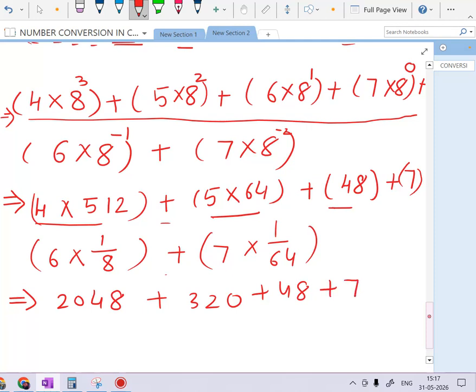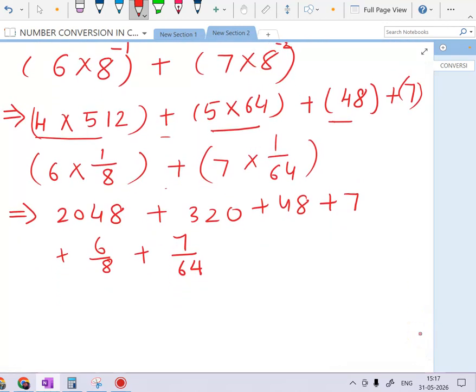Then the fraction part. In the fraction part, what will I do? 6 ones are 6. Simple. And then plus 6 upon 8, and plus here 7 ones are 7. I'm not solving anything directly. I want to give you the time, so that you should know exactly what is solved and in which way it is solved. Fine. Now you note it down as it is: 2048 again, 320 plus 48 plus 7.